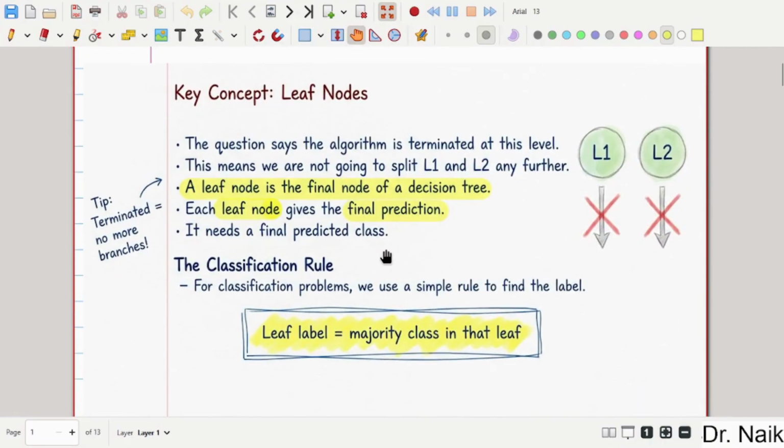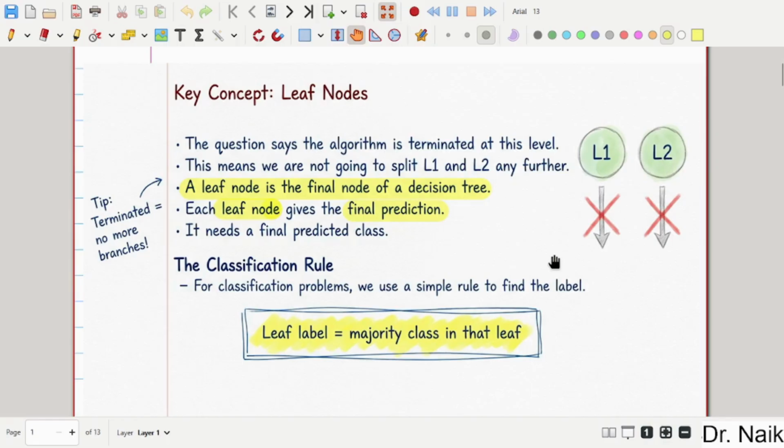Now understand the concept of a leaf node. The question says the algorithm terminates at this level. That means we are not going to split L1 and L2 any further. A leaf node is the final node of the decision tree, and each leaf node gives the final prediction. So in our question, L1 will give the final prediction for the node L1 and L2 will give the final prediction for the node L2.